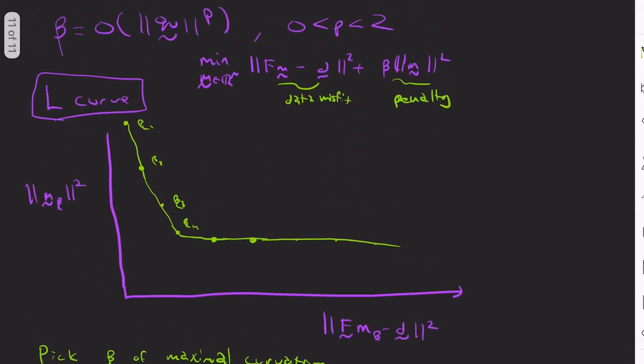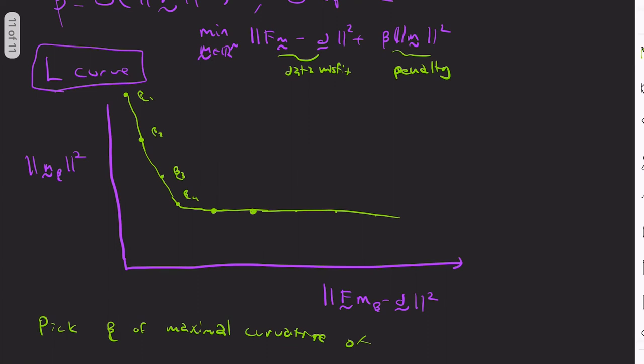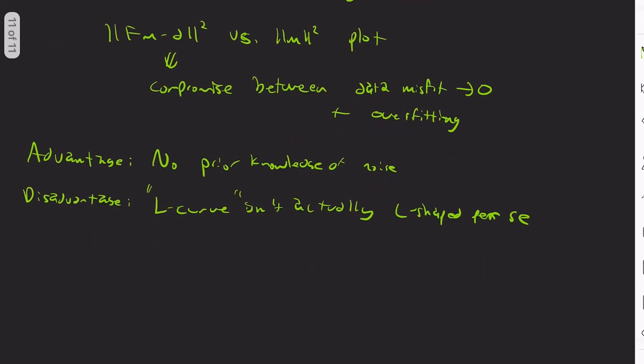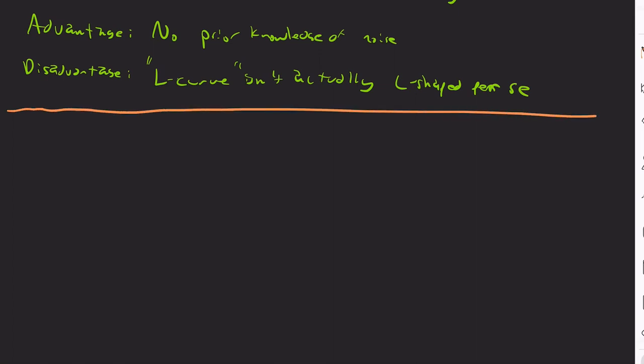So actually finding this point of maximal curvature, you have to sample. How you sample it to find that, you don't necessarily know. And the curve might not even be L-shaped. What if it looks super shallow like that? In that case, finding an optimal parameter might not be easy. And it's not theoretically robust.